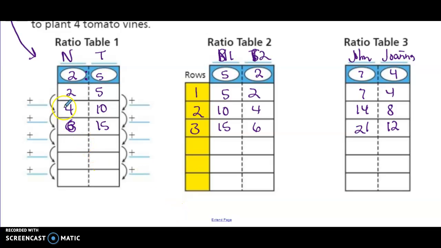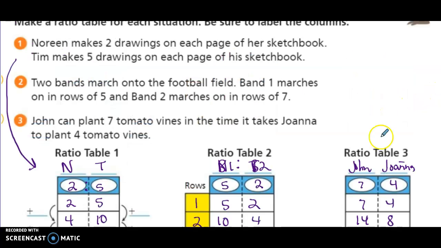Notice that we don't have to write the linking unit. We're not going to do that. That's why these are now called not rate tables, but ratio tables. What joins Noreen and Tim is the day. Then you'd write the ratio as 2 to 5, 4 to 10, 6 to 15. This would be a ratio of band 1 to band 2, 5 to 2, 10 to 4, 15 to 6, both occurring on the same linking unit: rows, days, hours, etc.